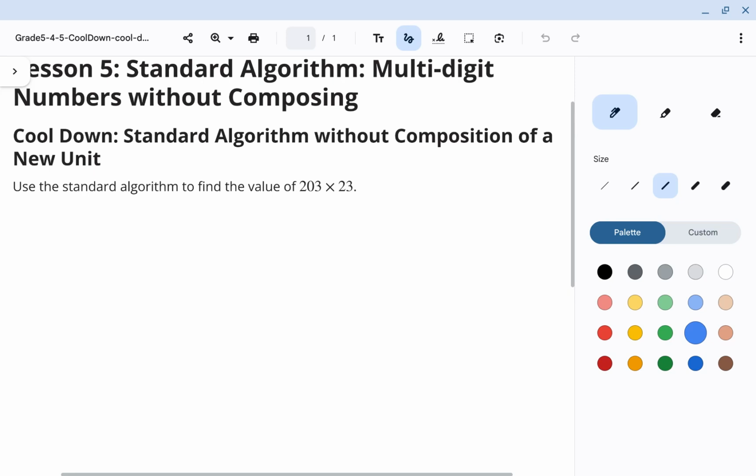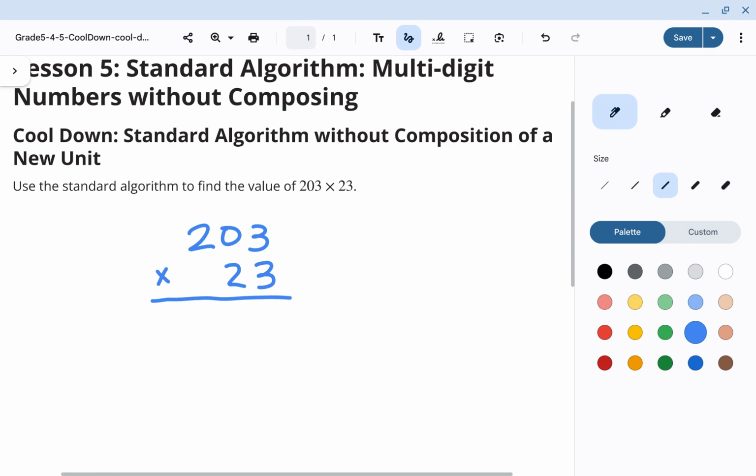We're thinking about standard algorithms. We have multi-digit numbers in both factors now, so we will have multiple digits to think about in our bottom factor. Today we're going to use the standard algorithm to find the value of 203 times 23. So let's go ahead and set up our problem below. We're going to have 203, and that is going to be multiplied by 23.